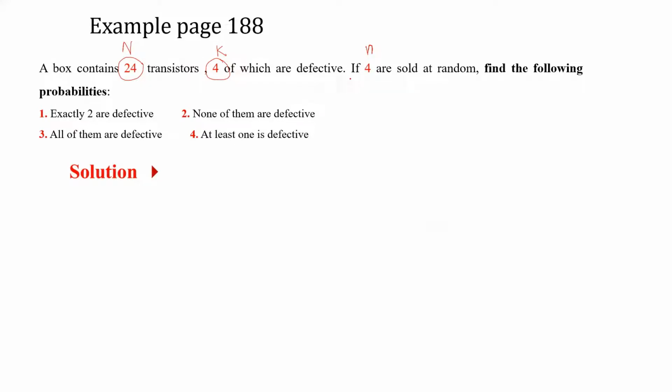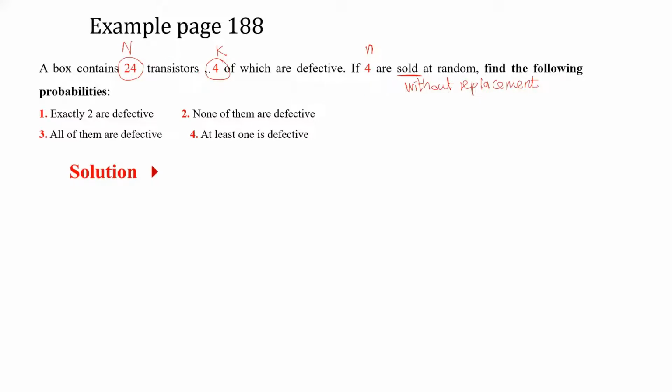Let's check our conditions. N known, yes. K known, yes. n known, yes. Drawing with or without replacement? Sold means without replacement. So it is not binomial, it is a hypergeometric distribution with N, K, and n.